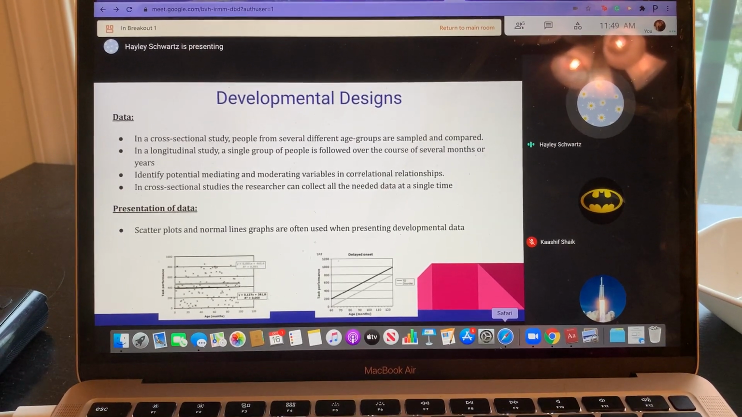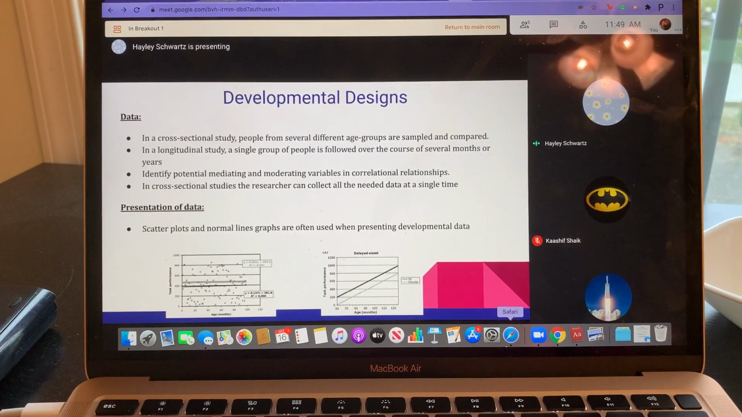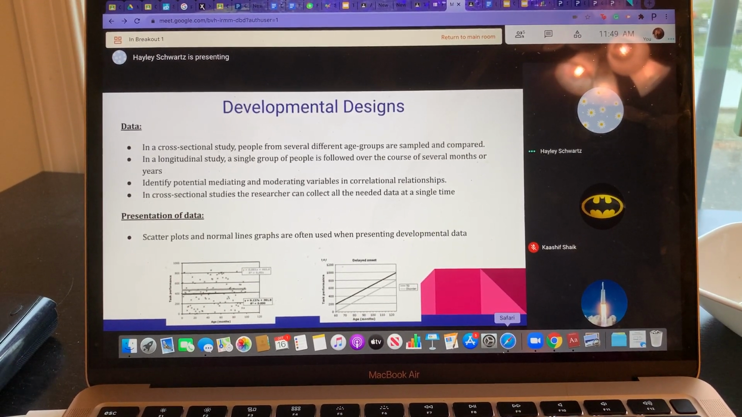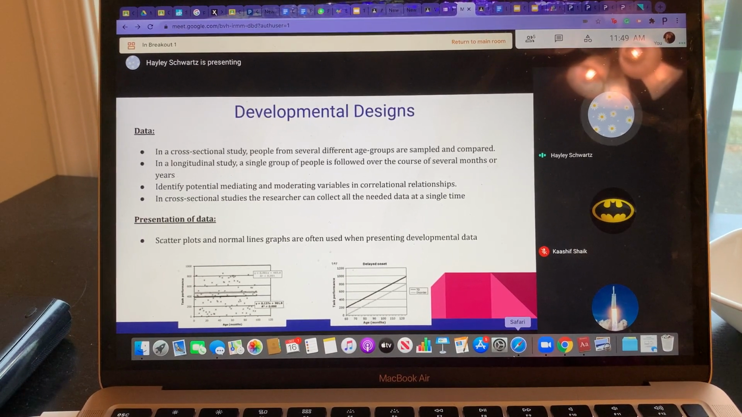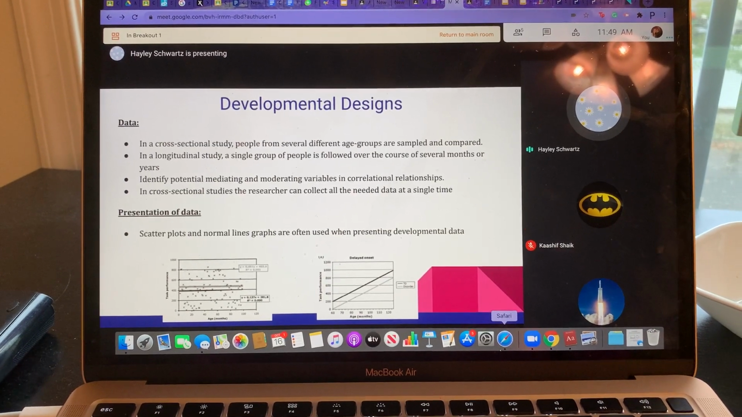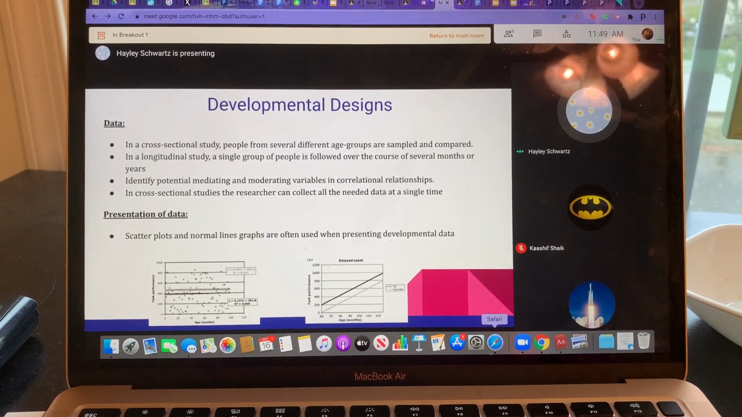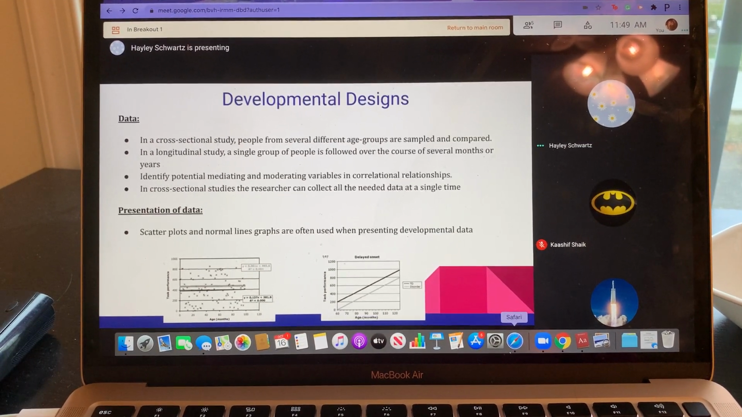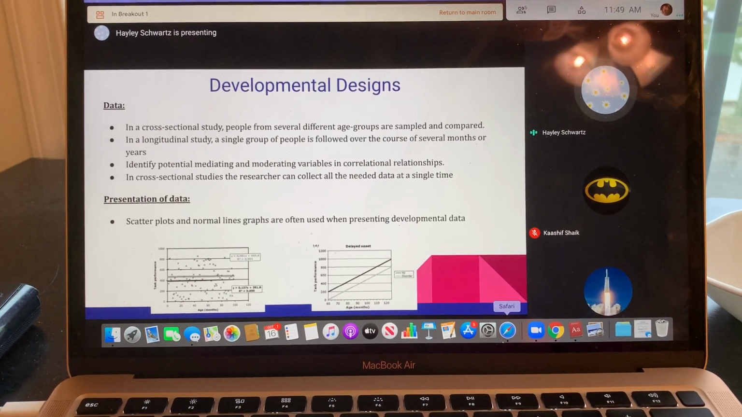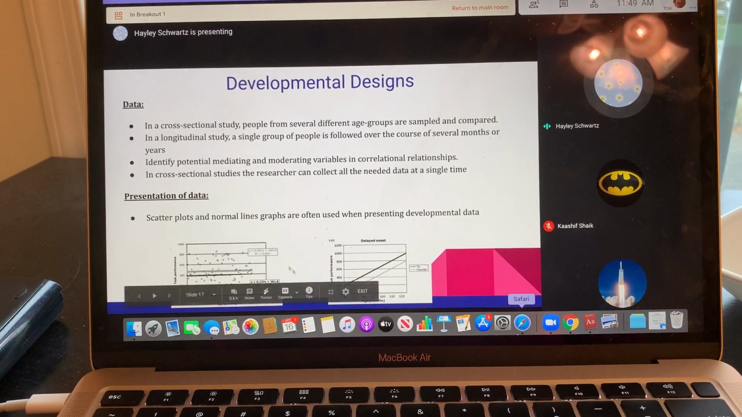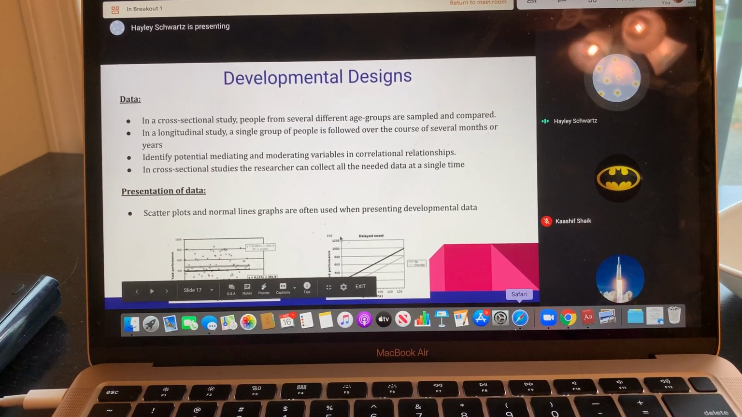And so data. In a cross-sectional study, people from several different age groups are sampled and compared. In a longitudinal study, a single group of people is followed over the course of several months or years, and they identify potential mediating and moderating variables in correlational relationships. In cross-sectional studies, the data is collected at one time, not over a period of time. Most of this data is presented by scatter plots, or also they can be presented by normal line graphs. So this right here would be a scatter plot of data, and this right here would be a normal line graph.